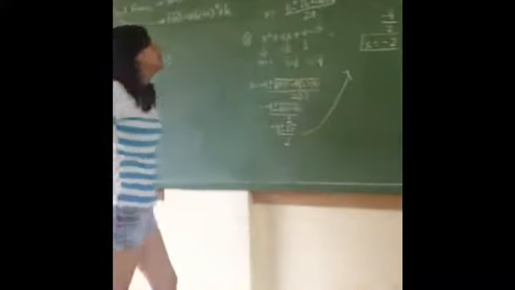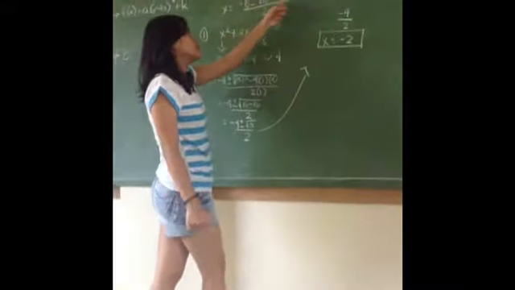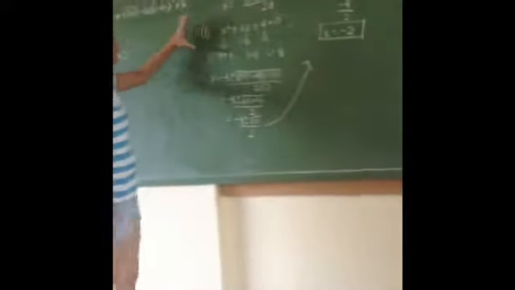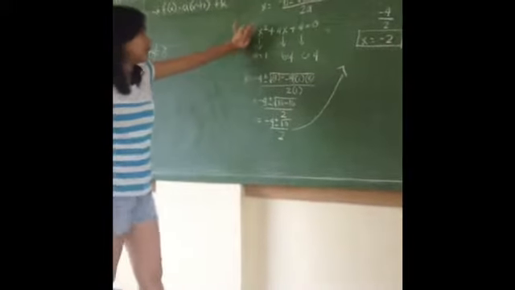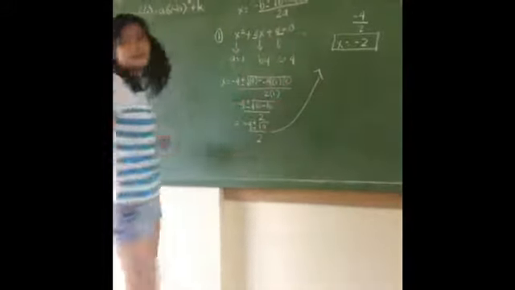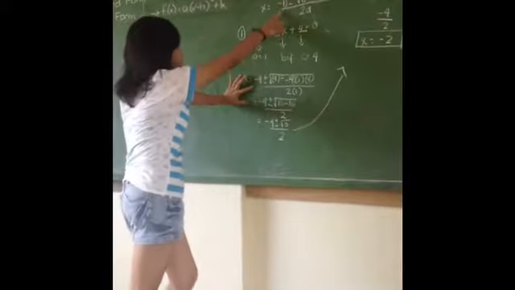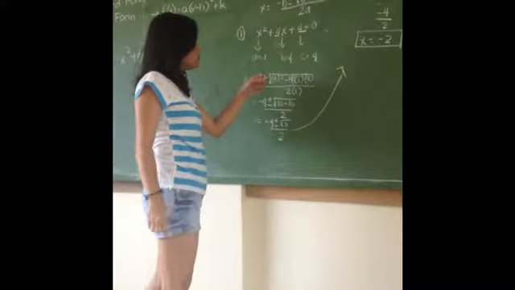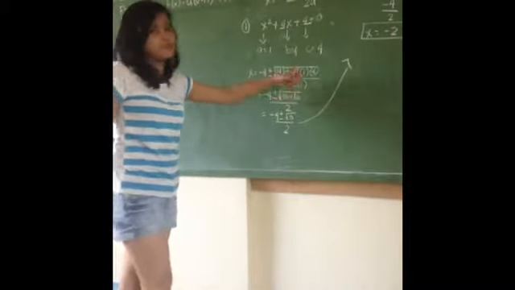Quadratic formula. This is a formula. Negative b, positive negative square root of b squared minus 4ac over 2a. This is the first example. X squared plus 4x plus 4 equals to 0. A is equals to 1. B is equals to 4. C is equals to 4. Now we will replace it using this formula. -4 positive negative square root of 4 squared minus 4 times 1 times 4 over 2 times 1.